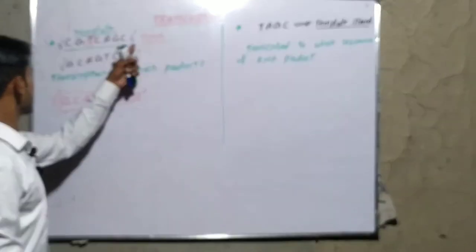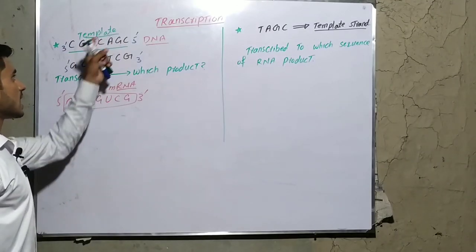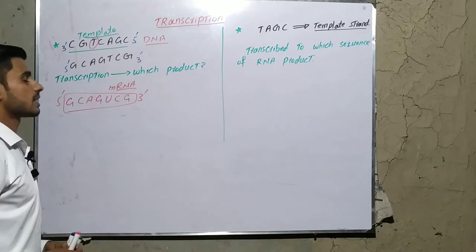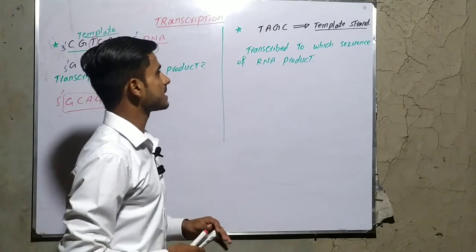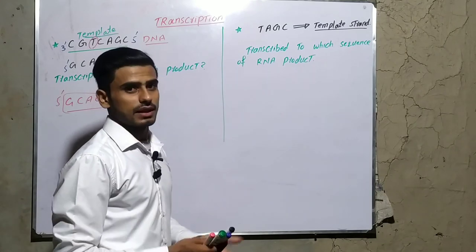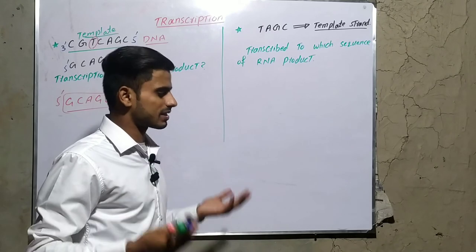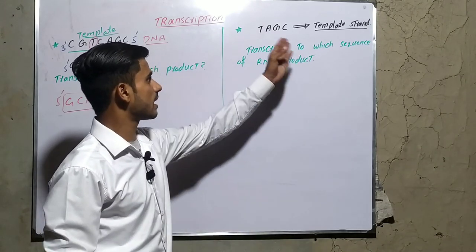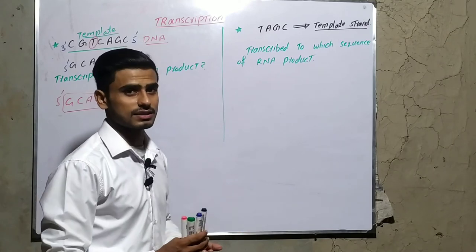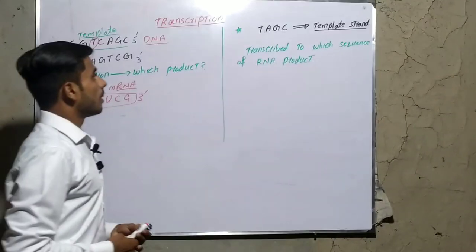In the earlier case, the ends were given, but it was not told which strand is the template and which is the coding strand. But in this case, the template strand is given. It is told which strand is the template and which is the coding strand. The coding strand is not given at all, but he has given the template strand, which is this one, but he didn't tell us the direction. He didn't tell us the ends.